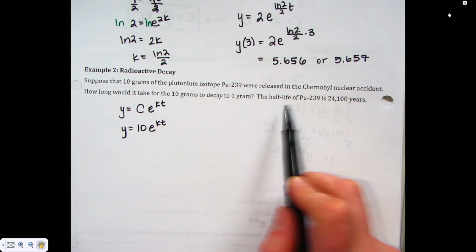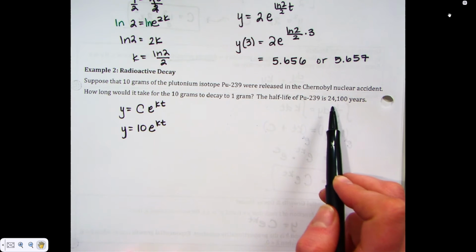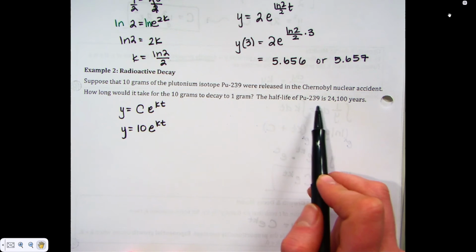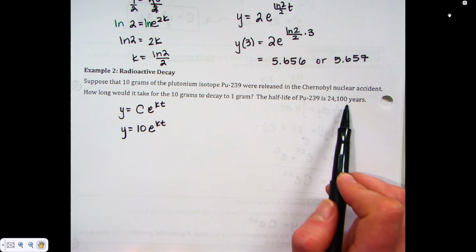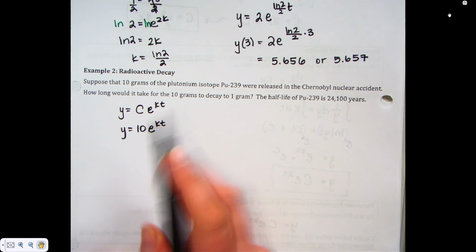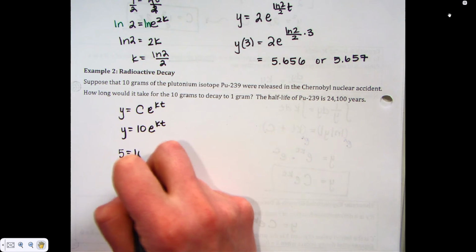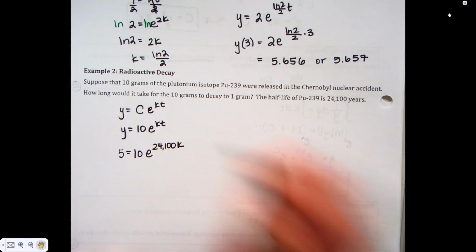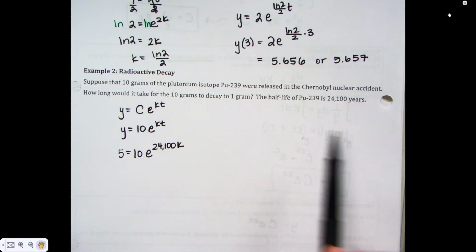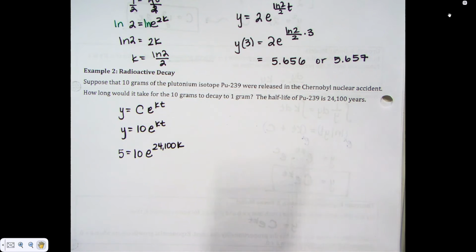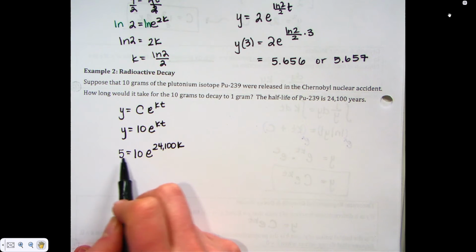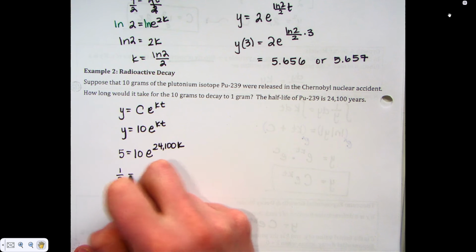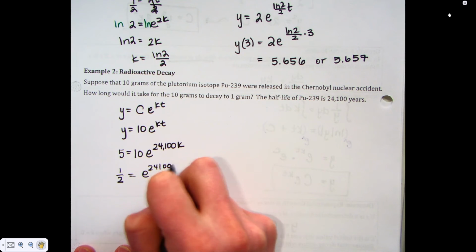If they tell you one half-life is 24,100 years, then how much plutonium is left over after exactly 24,100 years? Well, for this sample, I would have exactly 5 grams. So let's see, 24,100 times K. And that extra piece, that data point about the half-life, will be enough for me to find my K value. The method would be the same as above. I would want to divide out to isolate the exponential. So 5 divided by 10 is a half. That would be e to the 24,100 times K.